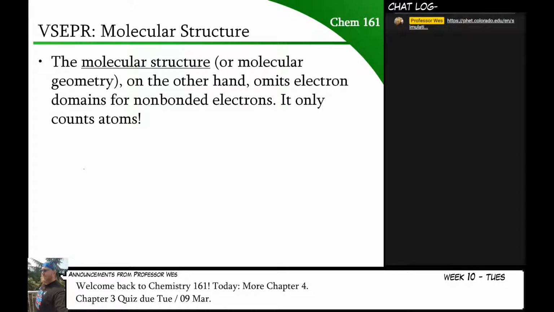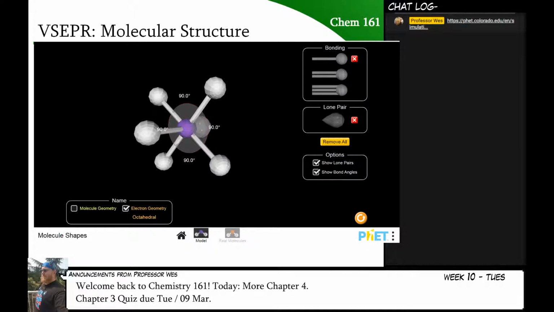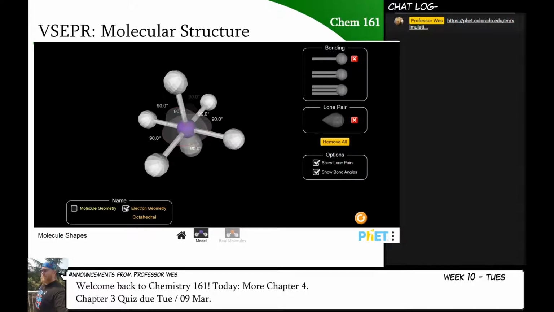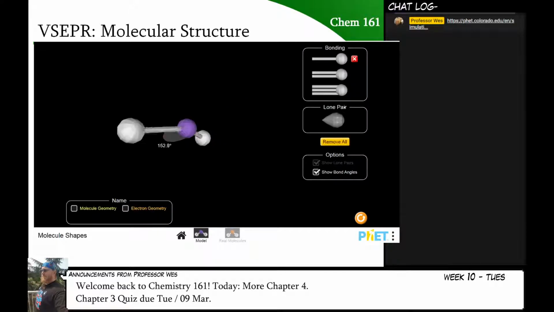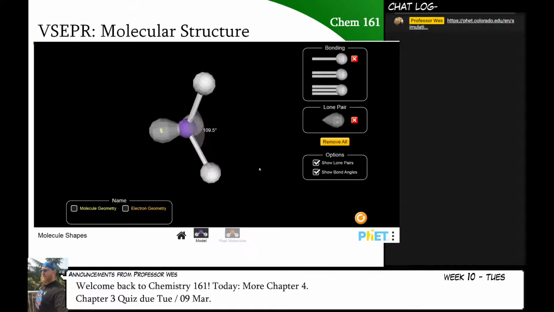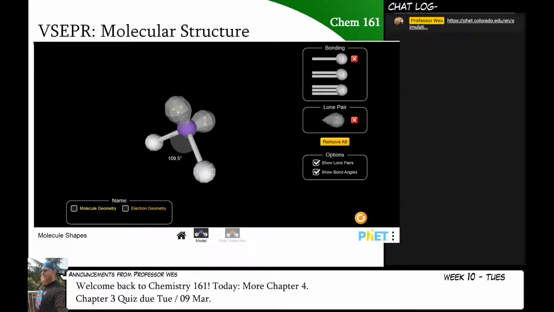All right. Now, before I go to this slide, let's go back to the PhET simulator here, and we're going to look at water real quick. So let me get rid of all of the stuff. All right, so here's water. This is H2O. My oxygen has 2 lone pairs on it. And you can see the tetrahedral arrangement around the central atom because there are 4 electron groups. 2 are electron pairs and 2 are bonds to atoms.